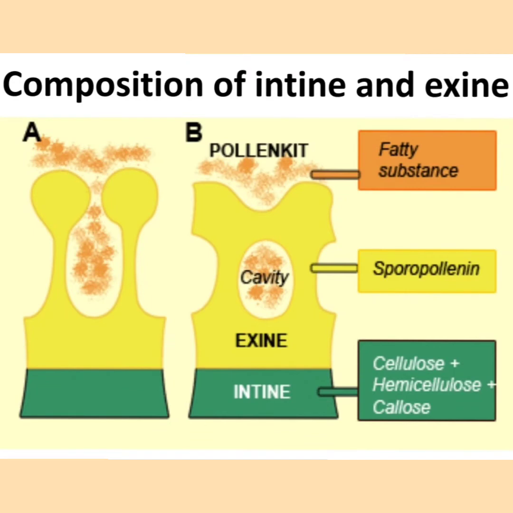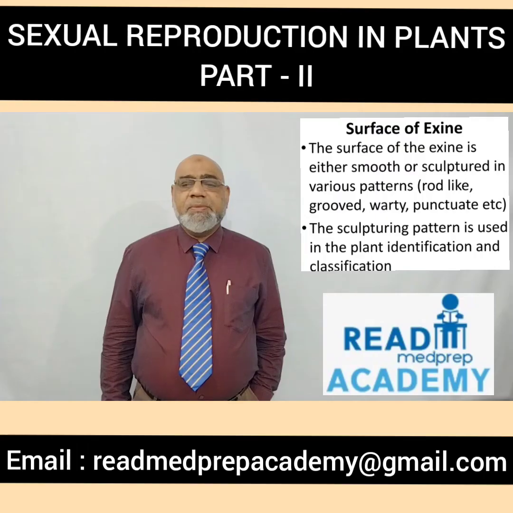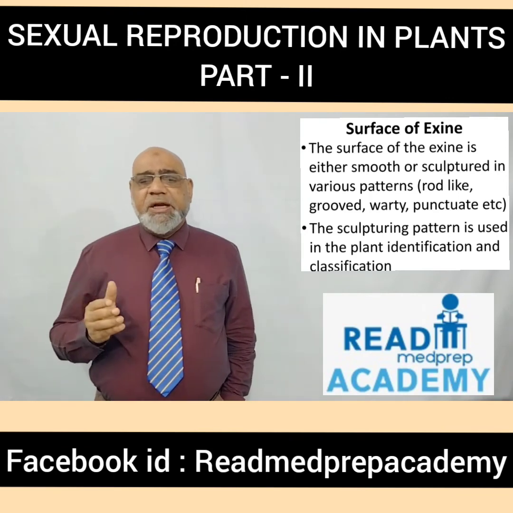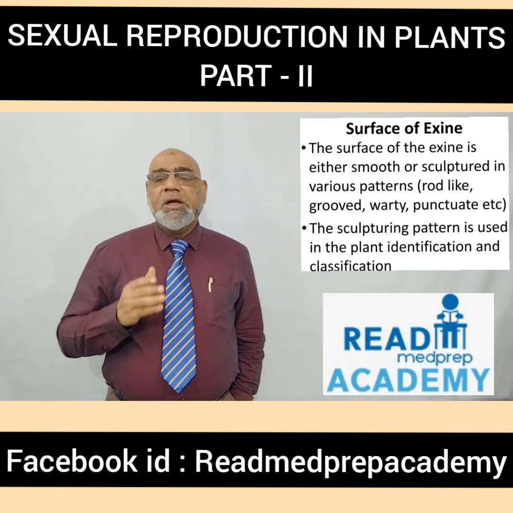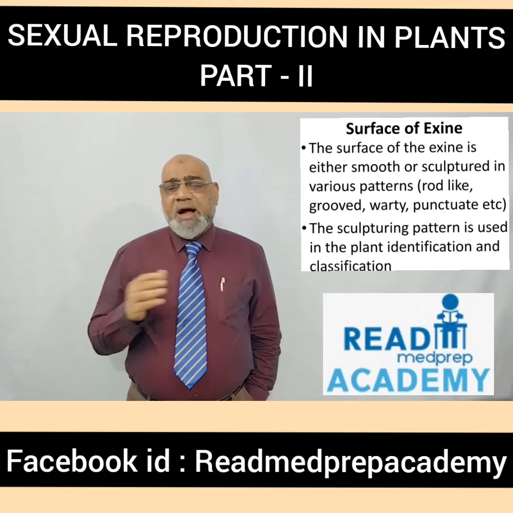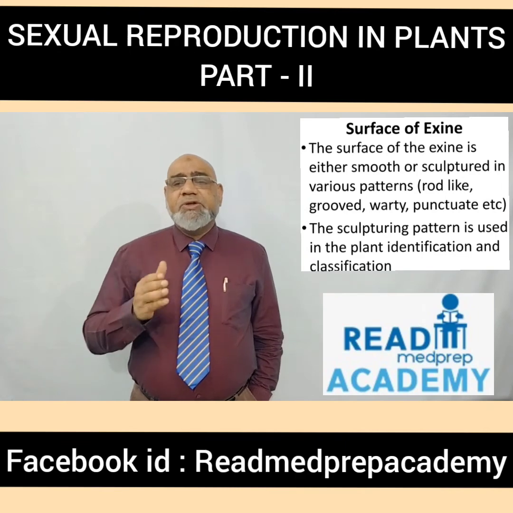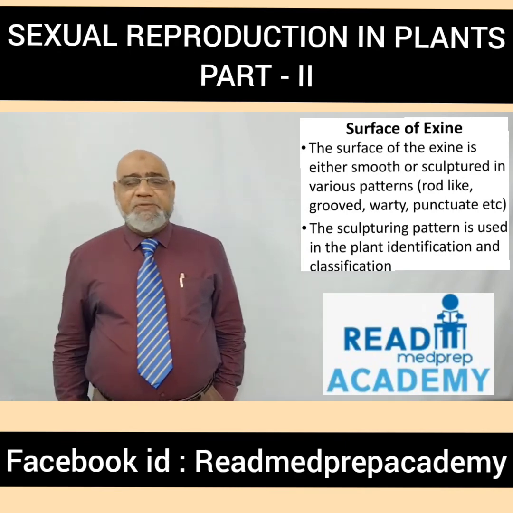Now, what is the composition of the substances that are present in the intine and exine? In the exine, the pollen kit is present, which is made up of a fatty substance, and sporopollenin is present. Whereas the intine is made up of cellulose, hemicellulose, and callose. The surface of exine is either smooth or sculptured in various patterns: rod-like, grooved, warty, or punctuate, etc. The sculpturing pattern is used in plant identification and classification.